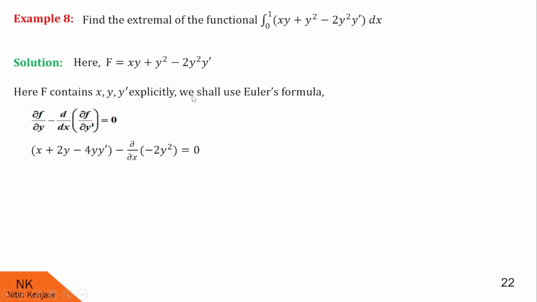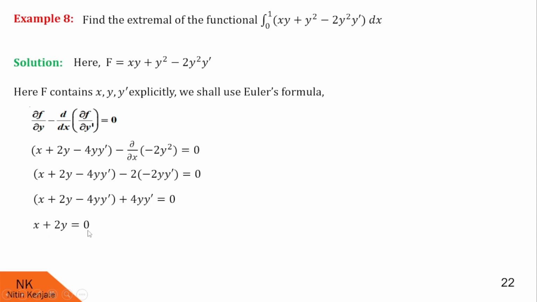Now let us differentiate this f with respect to y dash keeping x and y constant. Because x and y are constant, the derivative of these first two terms is going to be 0. Once again, keeping 2 and y square constant, the derivative of y dash is 1. So we are left with minus 2y square. Now let us differentiate this minus 2y square with respect to x. Its derivative is going to be this, minus 2 as it is. Derivative of y square is 2y y dash. Simplifying this, we get x plus 2y is equal to 0.